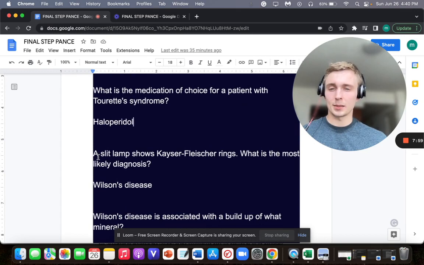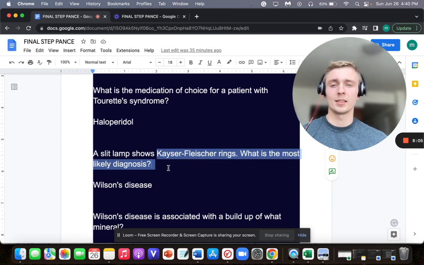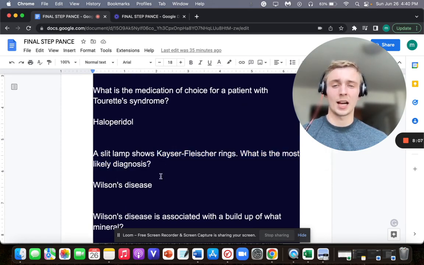A slit lamp test shows Kaiser-Fleischer rings. What's the most likely diagnosis? So Kaiser-Fleischer rings in a slit lamp test, so that's in the eye. What's the most likely diagnosis? That's Wilson's disease. So those are those classic yellow, blue, green rings around the eye, and those are Kaiser-Fleischer rings, and that's pathognomonic for Wilson's disease.